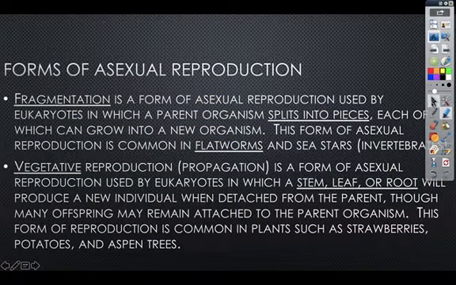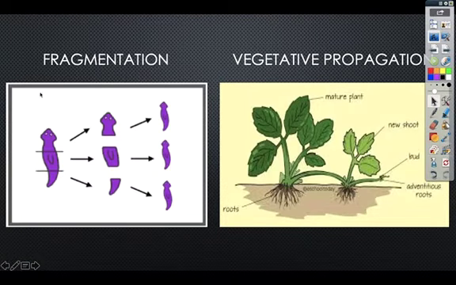Okay. So now let's look at the pictures first. We've got a type of flatworm here, and you see it's split into different pieces, into fragments, and then each one grows into an individual flatworm. And then here with vegetative propagation, you've got this adventitious root growing off from this parent plant, and then you see the smaller new plant coming up, and they would be identical.